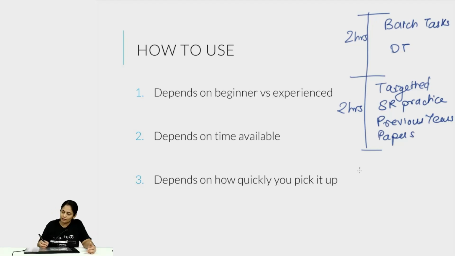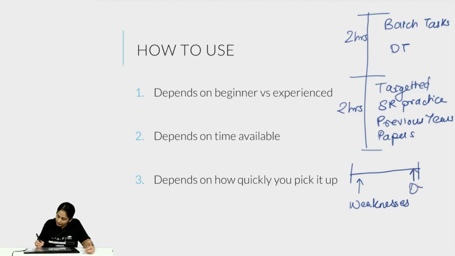Whenever you have your batch tasks and your daily target, the first priority should be given to the batch tasks of your weaknesses. Then the daily target of your weak areas. Then batch tasks of your strong areas. And then finally, the daily target of your strong areas.